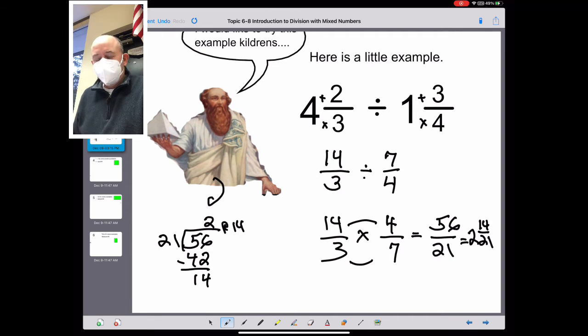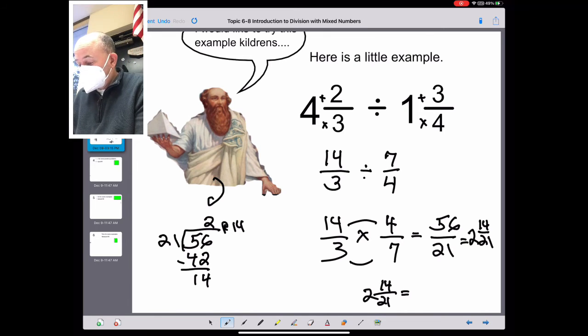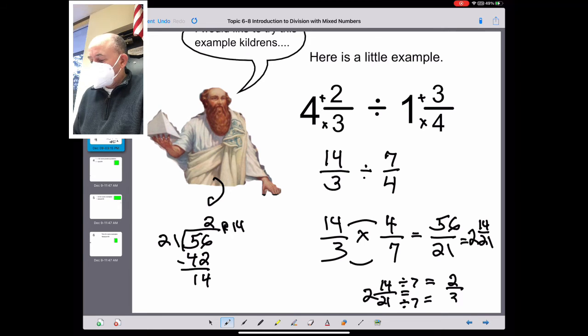Is that okay? Oh, we have to take 14/21 and we have to simplify it. So cross-simplifying didn't work, but we still have to do it at the end. Those are both divisible by 7. So the greatest common factor for 14 and 21 is 7. 14 divided by 7 is 2. 21 divided by 7 is 3. Okay, so our final answer is 2 and 2/3. All right, that makes sense.